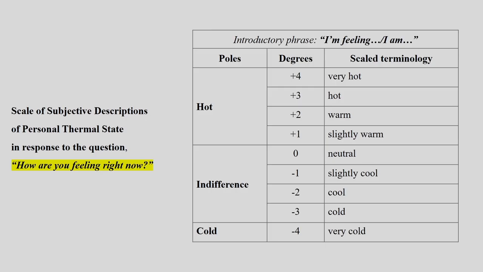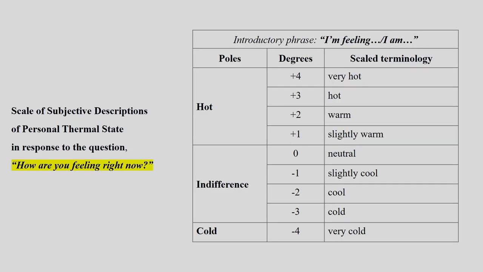Okay. So, it's not only that, no single question. Maybe you need to understand the severity. You need to understand the intensity. So, you can use a kind of scale. The scale of subjective description of personal thermal state in response to the question. Suppose I am talking about how are you feeling right now. I say I am feeling hot. Now, hot means to what extent? So, you can use this 5-point scale.